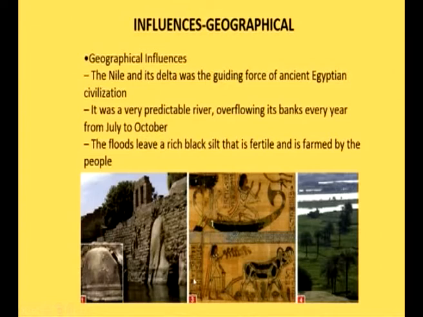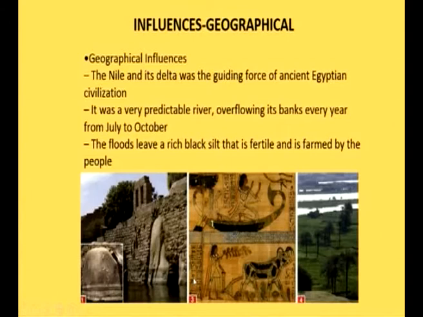Influences. Geographical influence. As I said before, the Nile and its delta had a major influence. Every year, the Nile is a very predictable river. It is a seasonal river which overflows its banks every July to October. When the flood happens, the people who are engaged in agriculture and other activities will be involved in monumental works and other activities. Importance of the Nile.